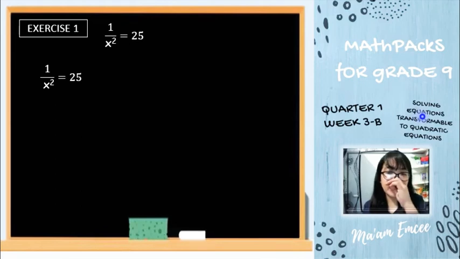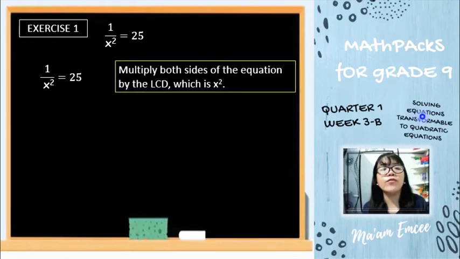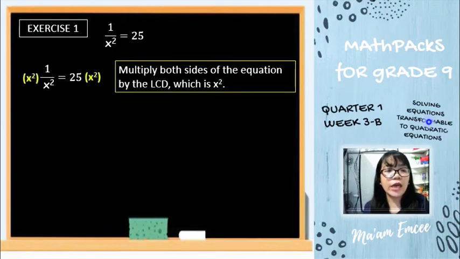So the first step that we are going to do to solve for this rational equation is to multiply both sides of the equation by the LCD, which is x squared. So we multiply 1 over x squared by x squared, and we multiply 25 by x squared. Then we simplify. x squared divided by x squared is just equal to 1. 1 times 1 is equal to 1. And then 25 times x squared is equal to 25x squared.